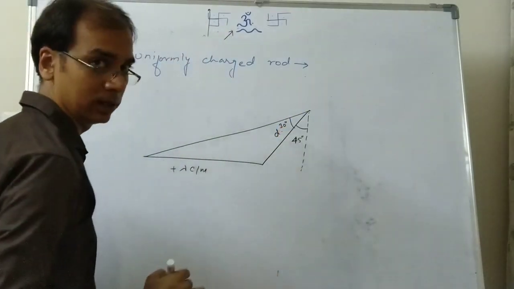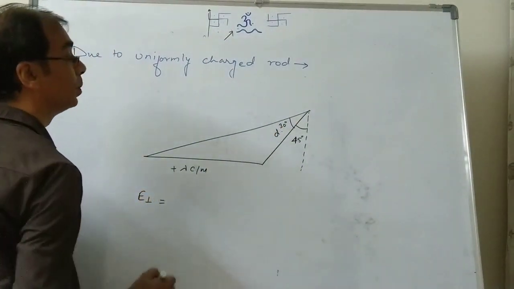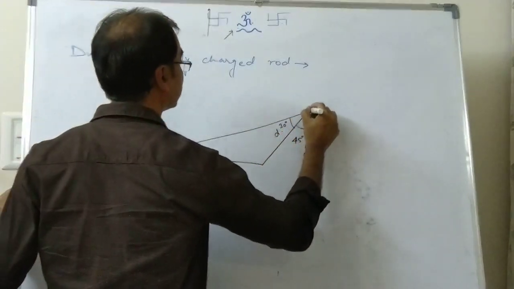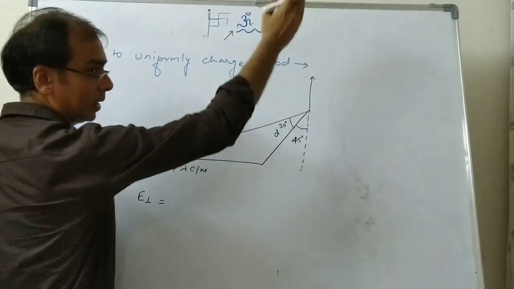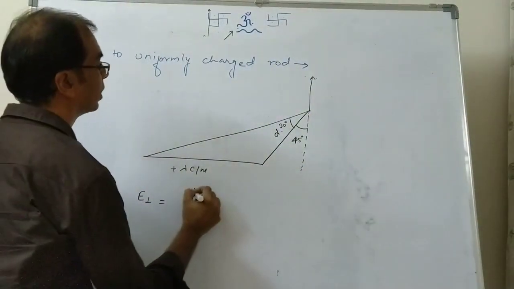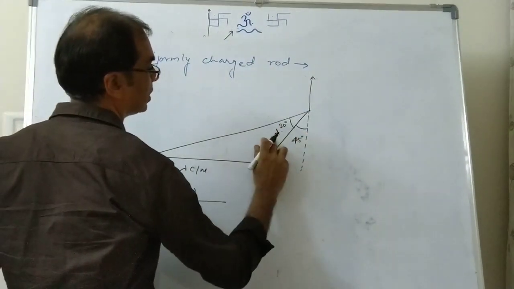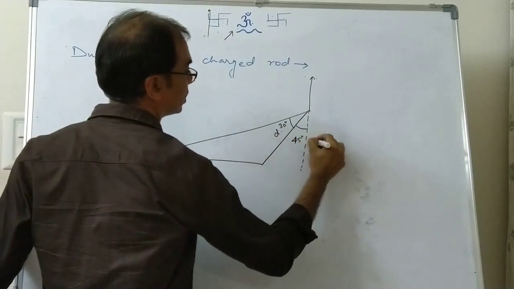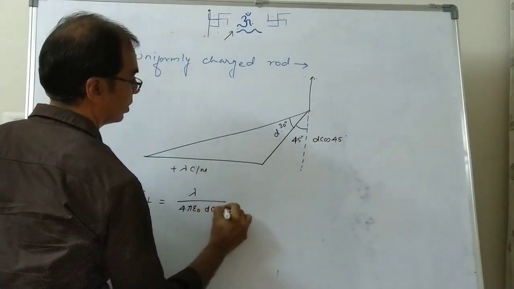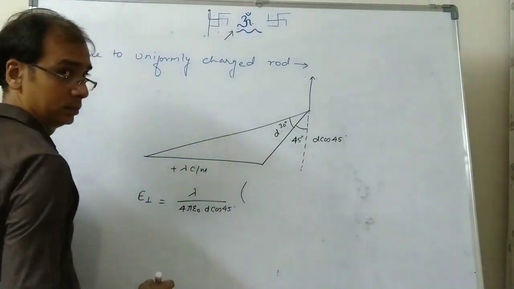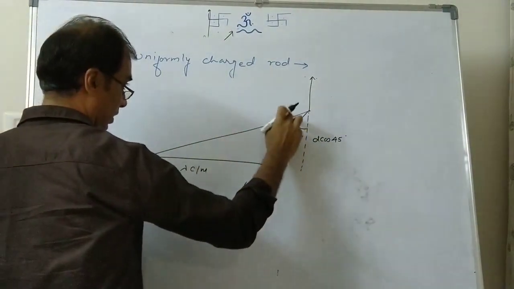Right? So how to find it? E perpendicular will be in which direction? E perpendicular will be in this direction, because this is positive, here plus 1. So it will be like that. E perpendicular: lambda by 4 pi epsilon naught, perpendicular distance. This is D, so this will be D cos 45. Then sine alpha. Top end is here, and alpha means 75 degrees.